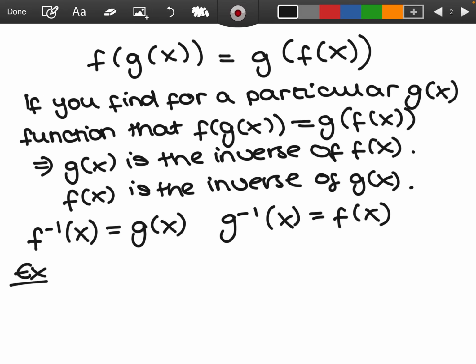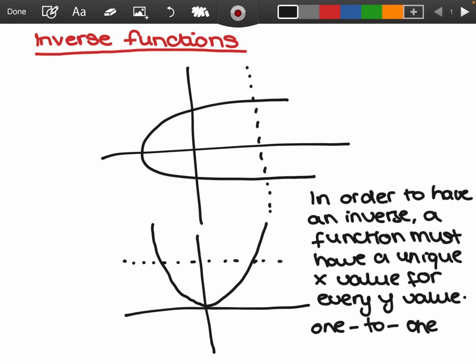Let's look at some functions that may have an inverse, okay? My first example is going to be the function f of x is equal to x squared plus 6. Okay? Does this function have an inverse?